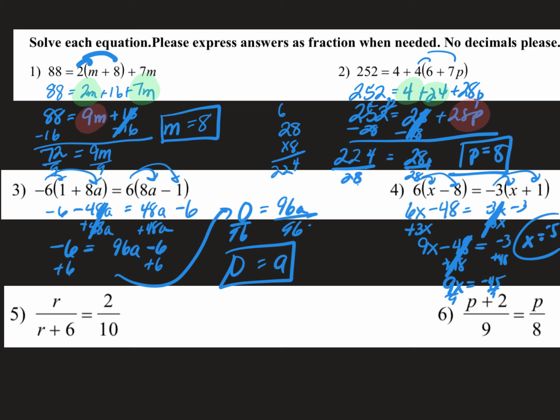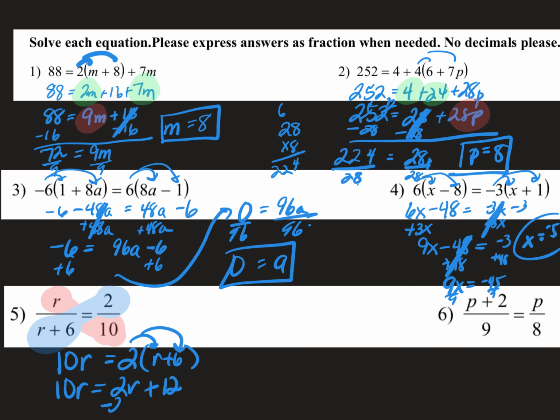For the next one, and these were probably new for you, remember we are going to multiply these two, set it equal to these two being multiplied. Doesn't matter which side you put those on to start with, but that's what we're going to do. So r times 10 is 10r equals 2 times r plus 6. I'm going to distribute, so 2 times r is 2r. 2 times 6 is positive 12.